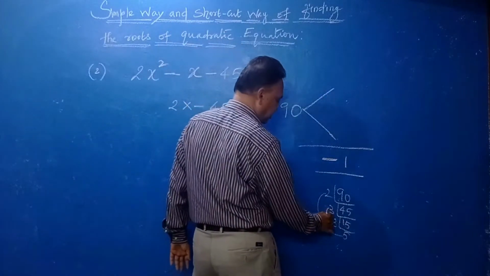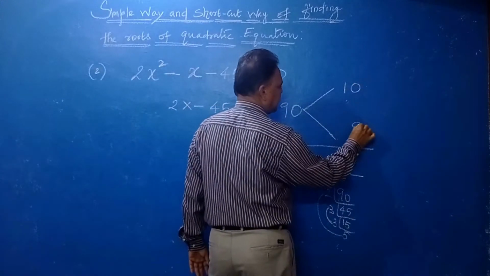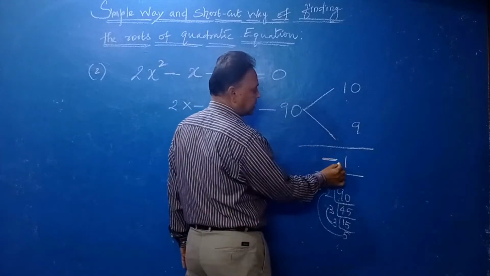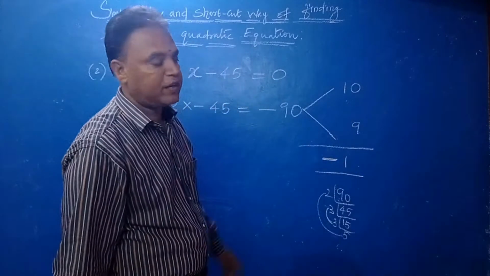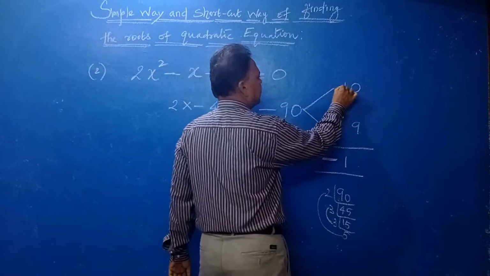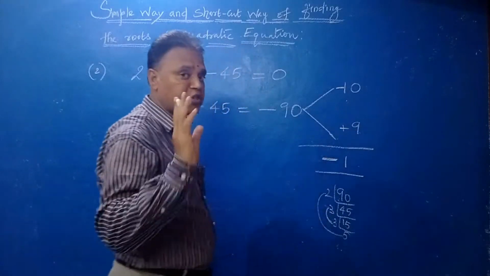So here 9, 10. 10 you write first, then 9. Here this sign you see, the middle term sign is minus. So the biggest number you put minus sign, the smallest number you put plus. So the next step is very important.